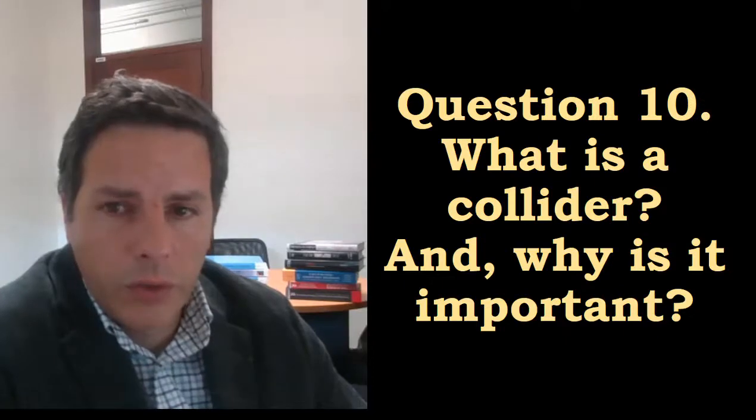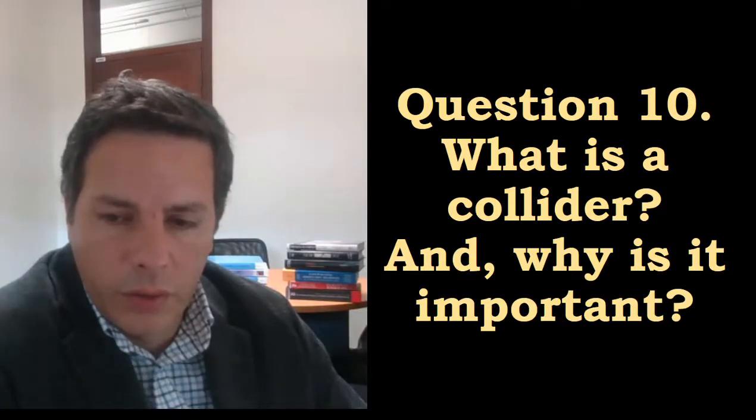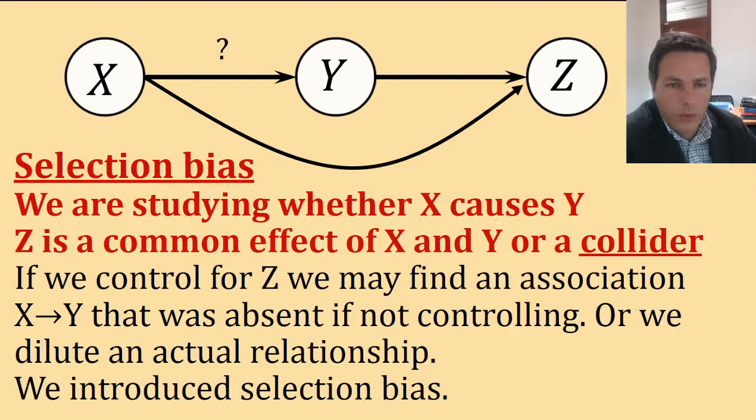Okay, last question. What is a collider and why is it important? So in this case, the collider is Z. A collider is a variable that receives two arrows, at least two arrows. So Z receives the causal relationship from Y, and also X causes Z. So Z receives two arrows. So it's a common effect. It's an effect of Y and it's an effect of X.